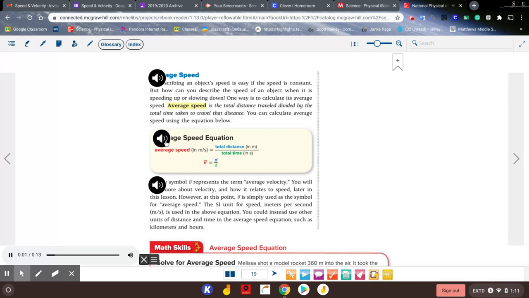Average speed equation. Average speed in meters per second equals total distance in meters over total time in seconds. v equals d over t. The SI unit for speed, meters per second, m/s, is used in the above equation. You could instead use other units of distance and time in the average speed equation, such as kilometers and hours.